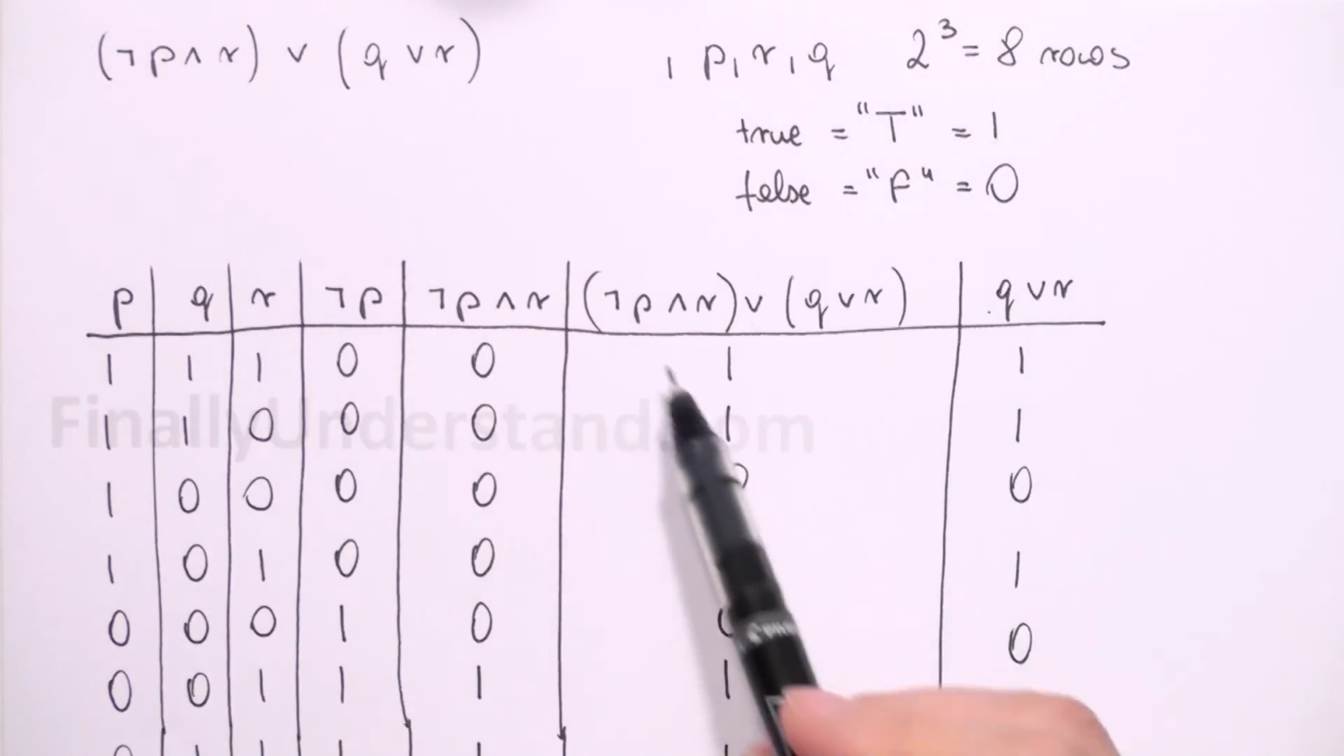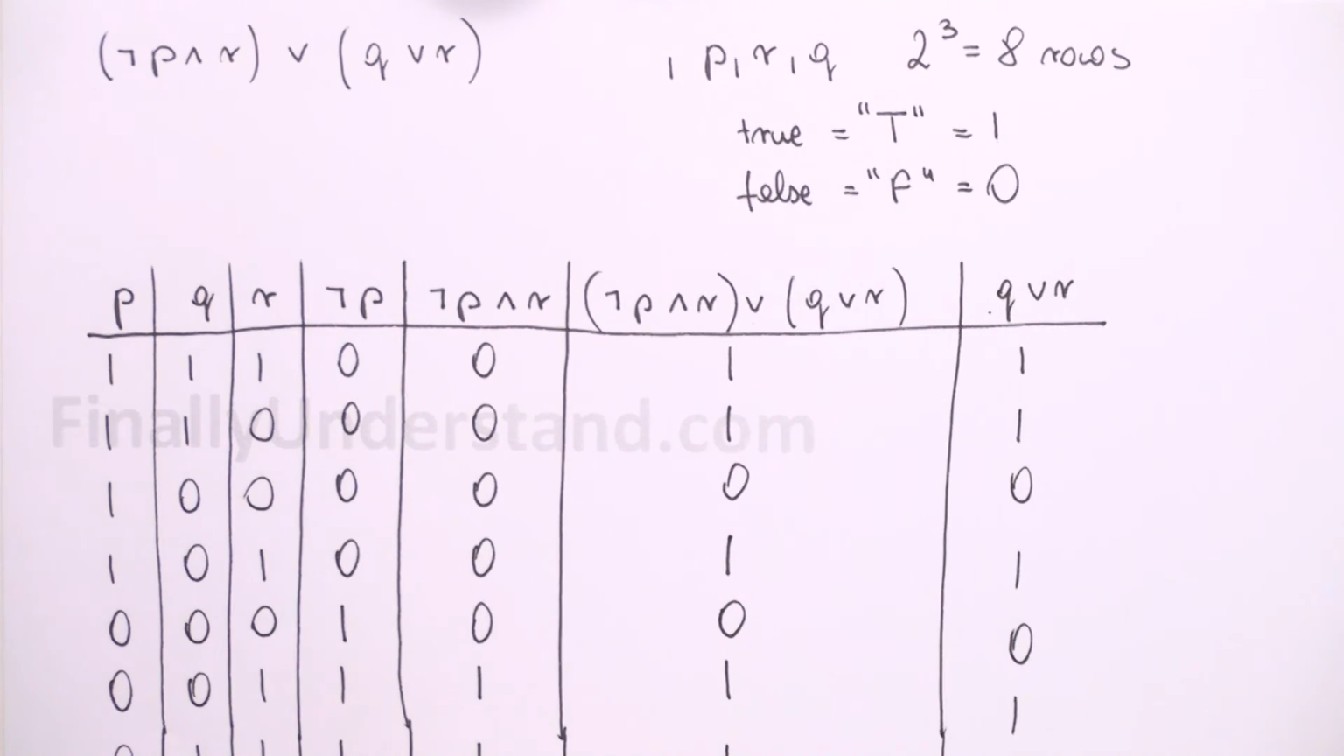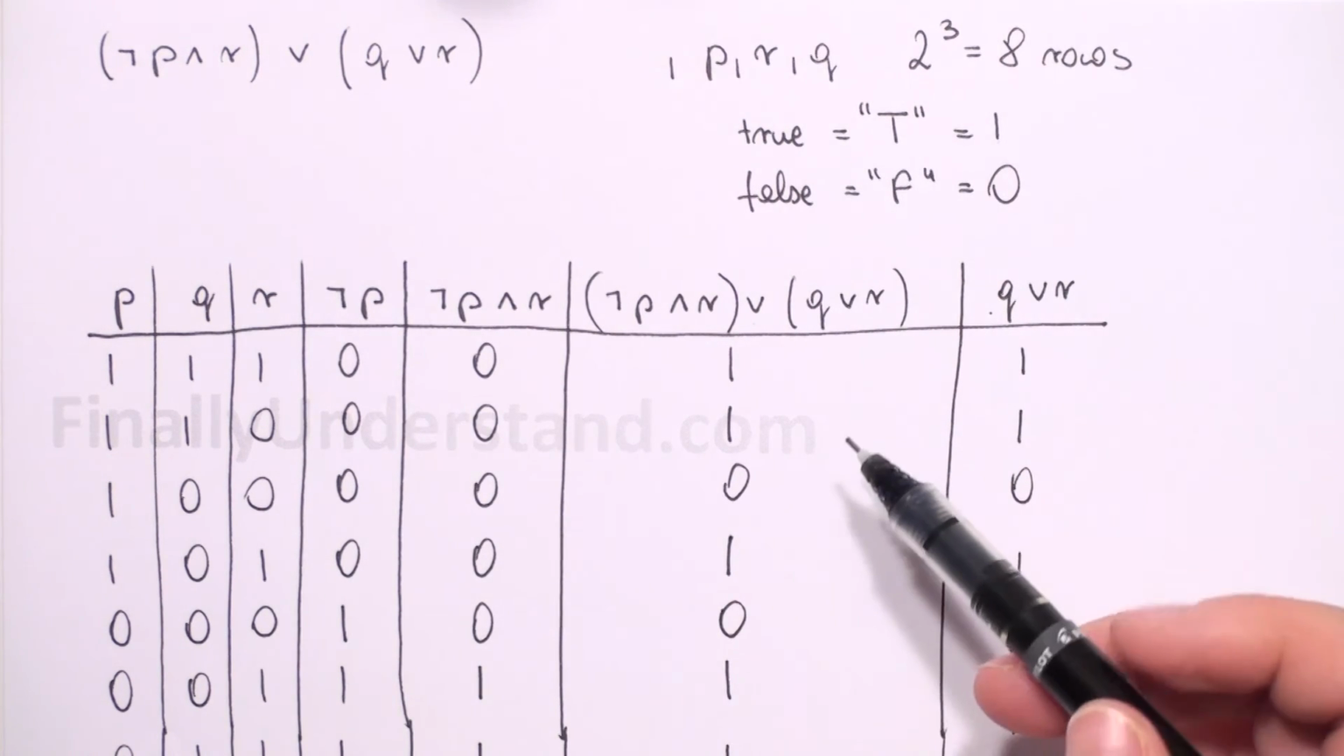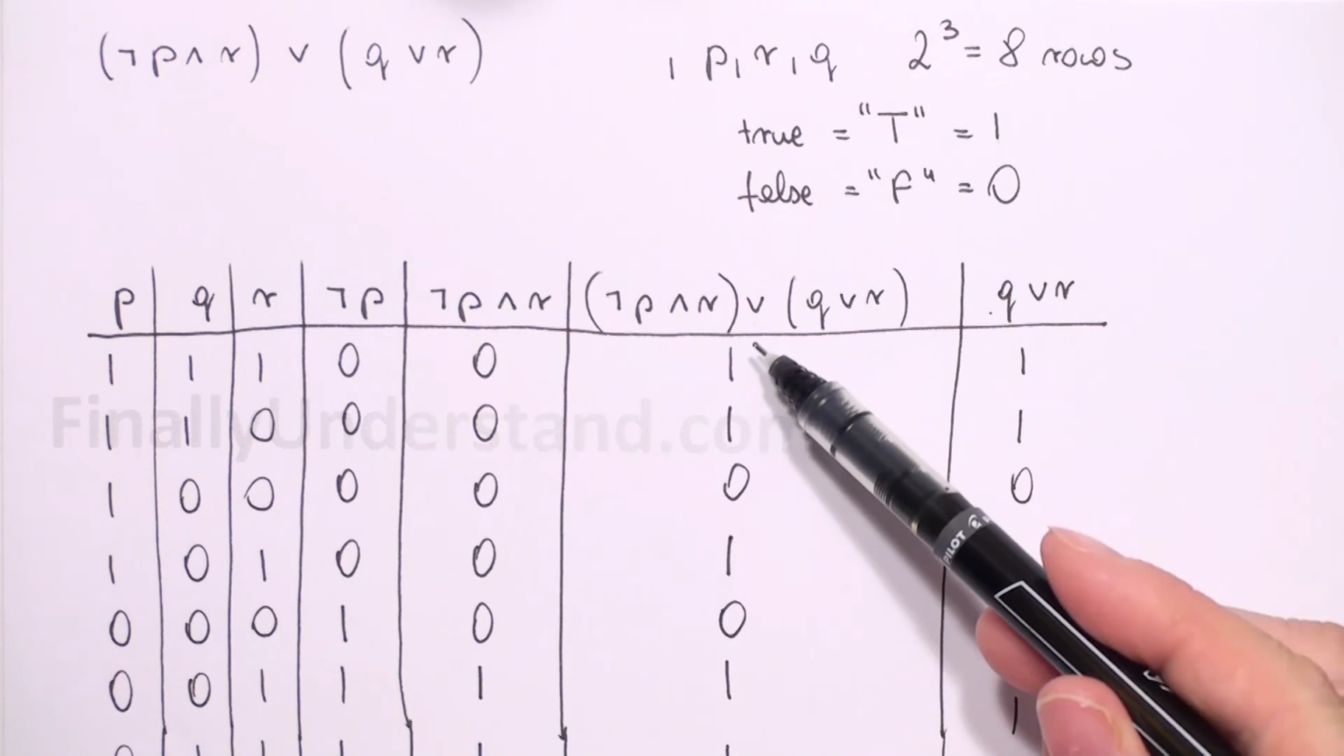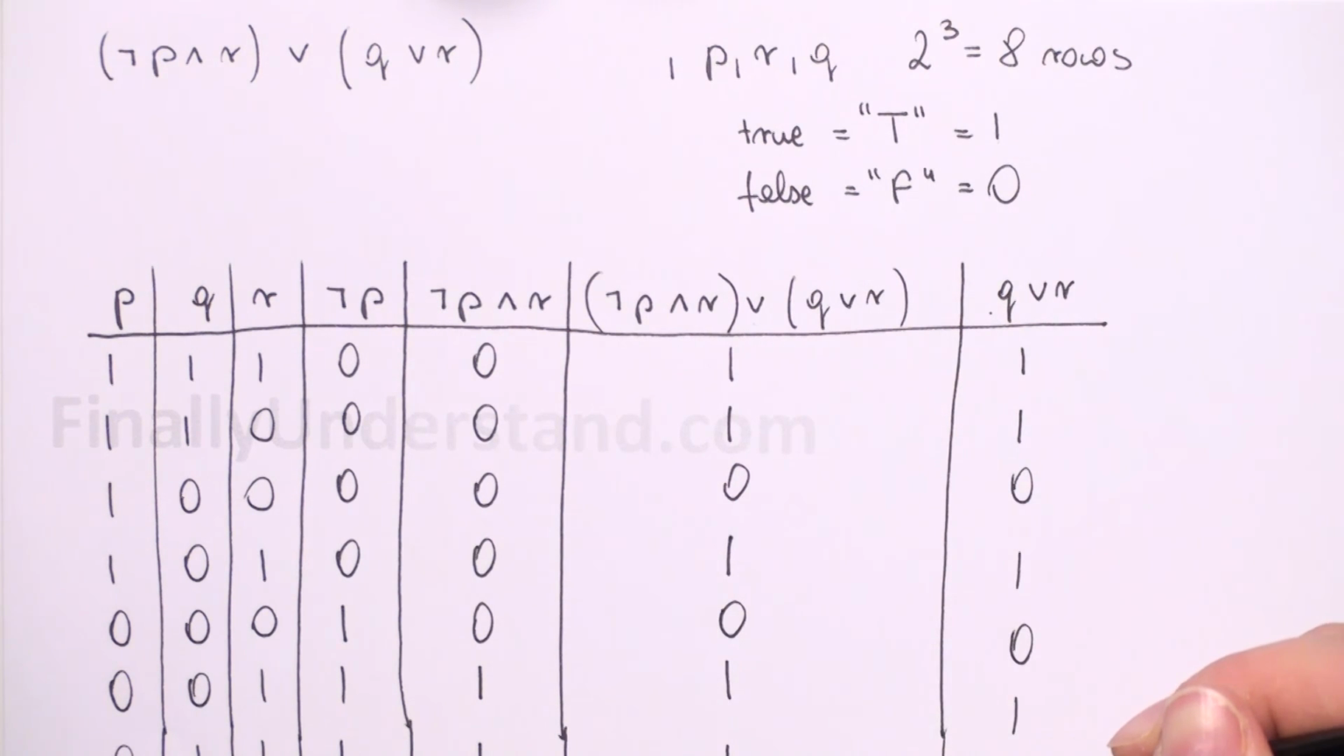In this column, we have our statement, which we have at the beginning. This is our statement. We see that we didn't get all ones or all zeros. So it means that this statement is not a tautology and is not a self-contradiction statement. This is my solution.